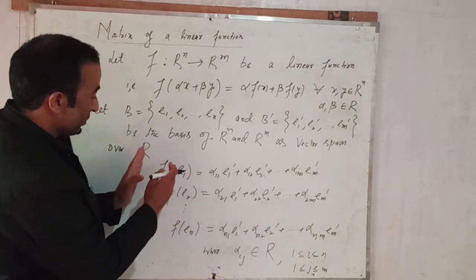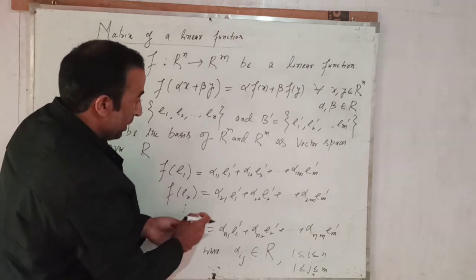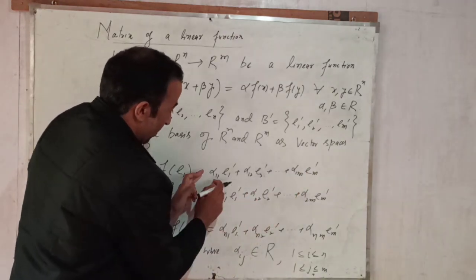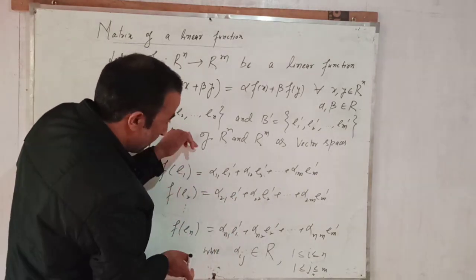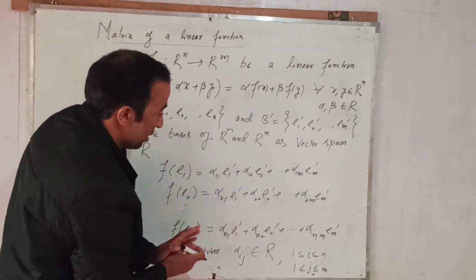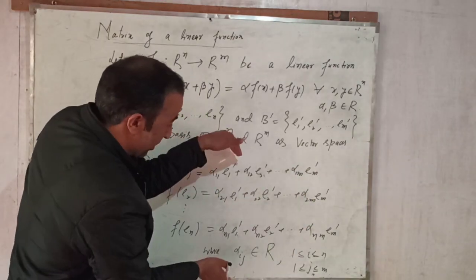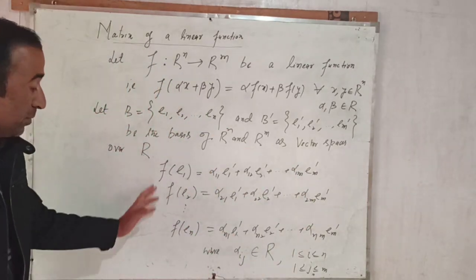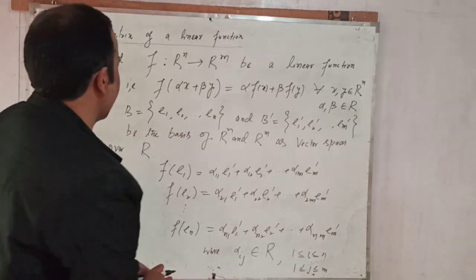The matrix of this F with respect to these two bases will be the transpose of this vector alpha 1 1, alpha 1 2, alpha 1 m. The first column of the matrix is the transpose of these scalars. The transpose of the vector with these scalars is the second column, and so on. That will be the matrix representation of F. Okay, let me write the matrix representation of F.